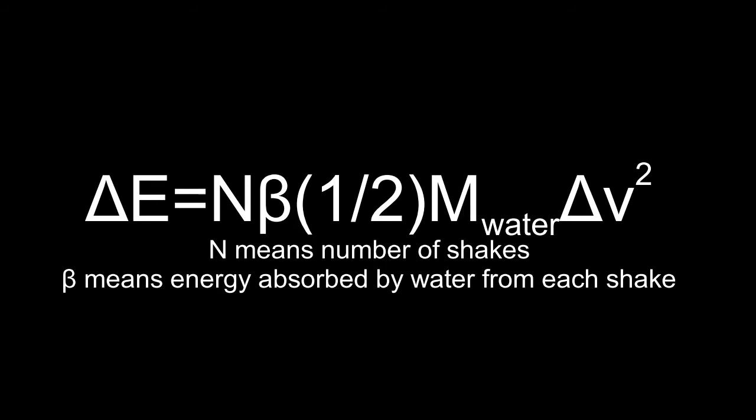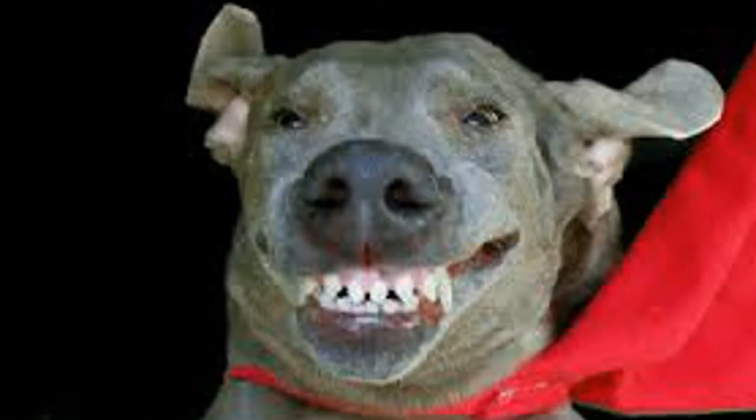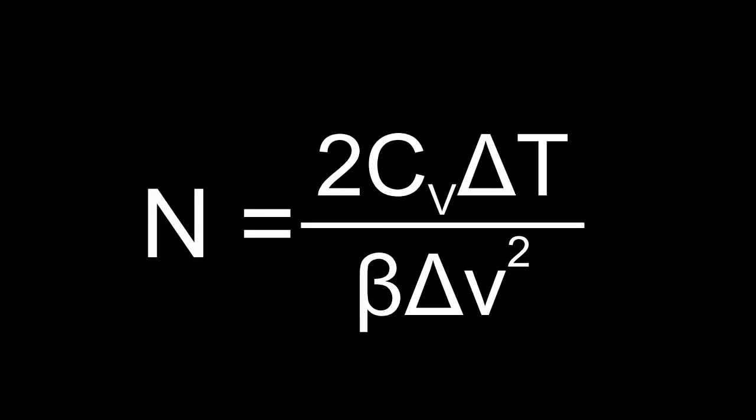If n represents the number of shakes, we can rearrange this equation to be n equals 2 times the water's heat capacity times the change in temperature divided by the energy absorbed by each shake times the change in velocity squared.